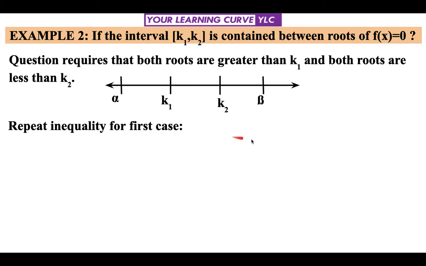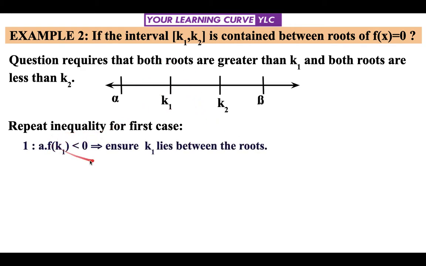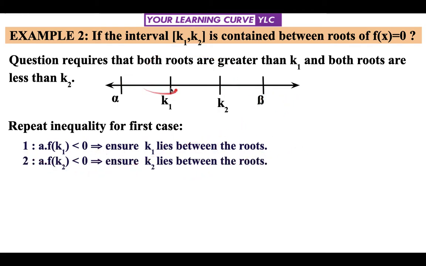So we can say that first we ensure that a times f(k1) is less than 0. This will ensure that this number k1 lies between alpha and beta, and a times f(k2) is less than 0. This ensures that k2 lies between the roots. This is more than sufficient.